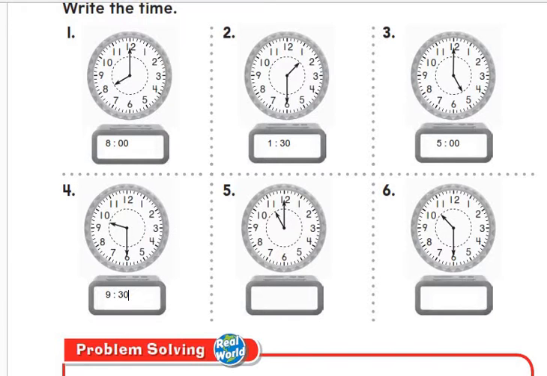Let's go to number 5. The hour hand points at 11. The minute hand points at 12. So the answer will be 11 o'clock. Number 6. Yes, the hour hand is pointing between number 10 and 11. The minute hand points at number 6. So it will be 10:30.